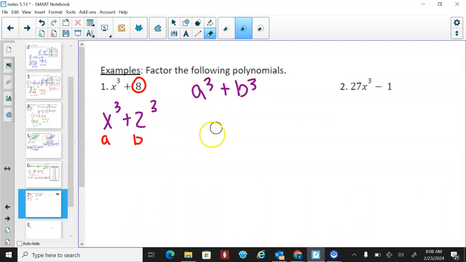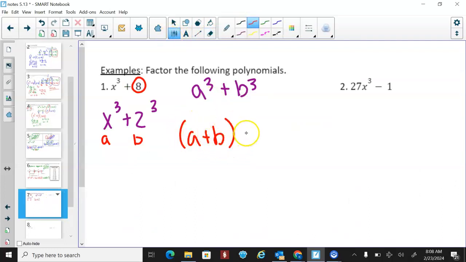a plus b times a squared. Now minus, which is the opposite. If I'm matching this one with this one, it has to be opposite, okay? Minus ab plus b squared.